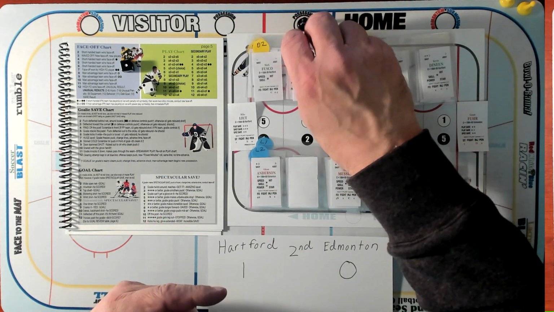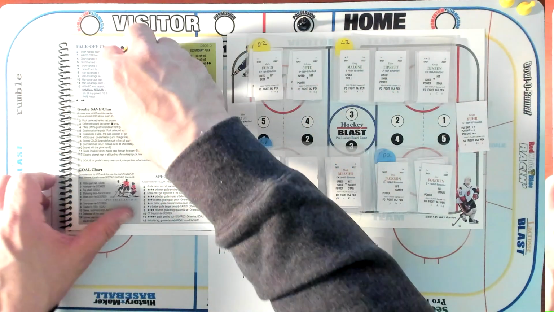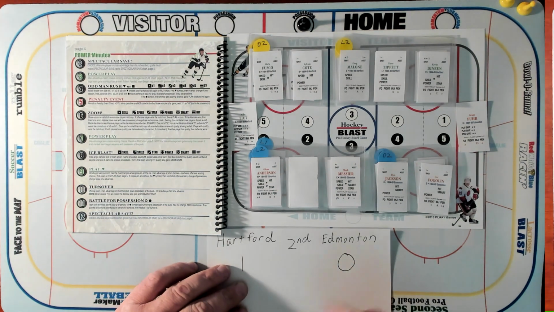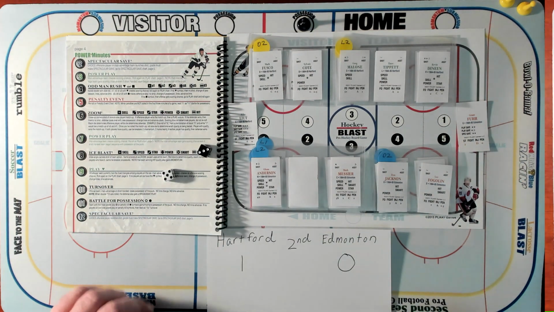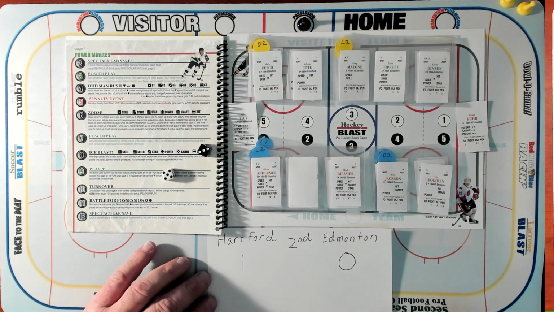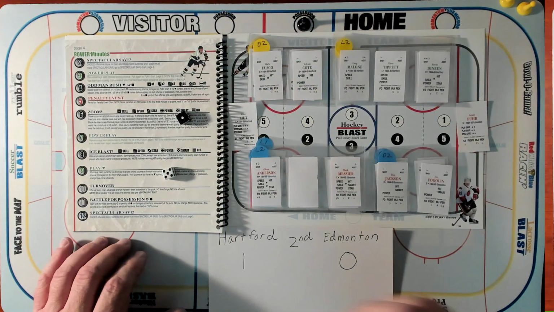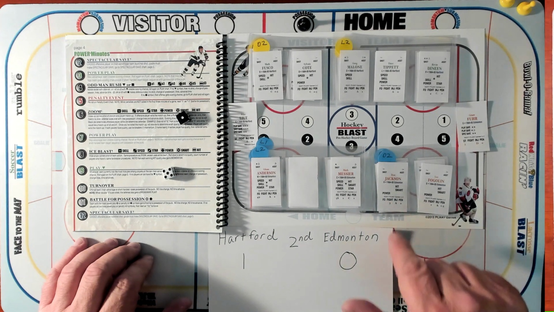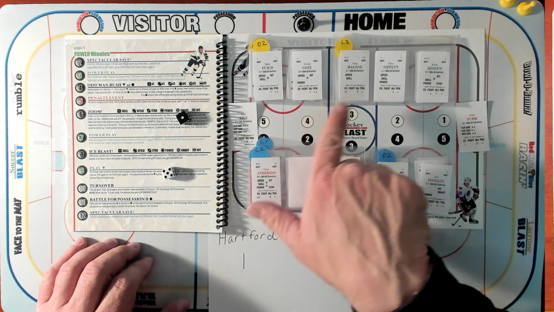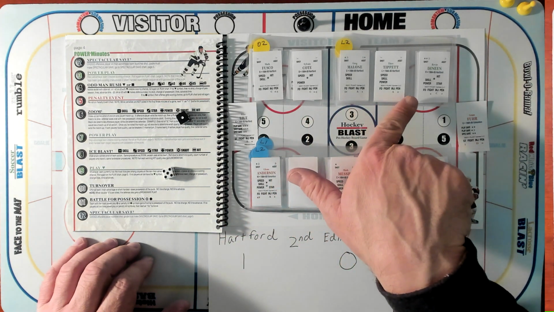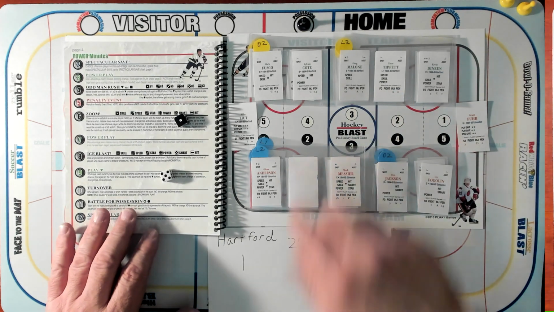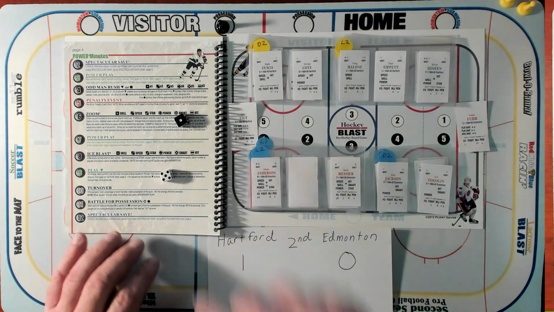We will move the book over and see what kind of play action we get for Edmonton. We roll an 8, so we get an ice blast. So we'll check the qualities for the team. 1, skill. 1, 2, 2 for Edmonton, and 4 for Hartford. So Hartford will take possession of the puck back.